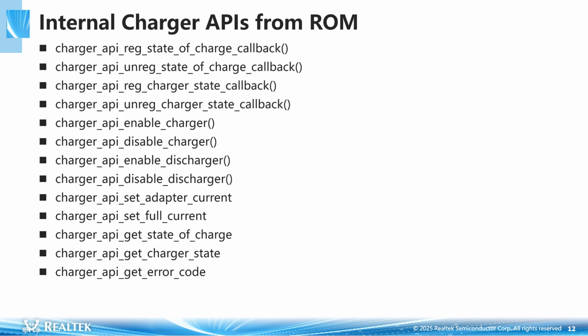This section lists the APIs of the internal charger system. The internal charger source code is implemented in the ROM. The API declaration is located in the charger API header file. Through these APIs, you can control the internal charger system and obtain its status. For a detailed description of each API, please refer to the SDK online documentation.